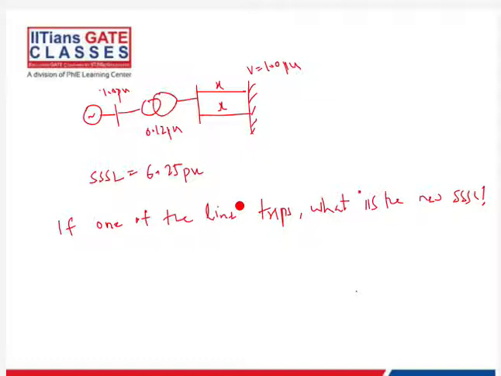So one of the transmission lines trips. There is a fault on one of the transmission lines and it goes away. So under this new condition, what is the new steady state stability limit? Basically it is a simple question, but yeah.